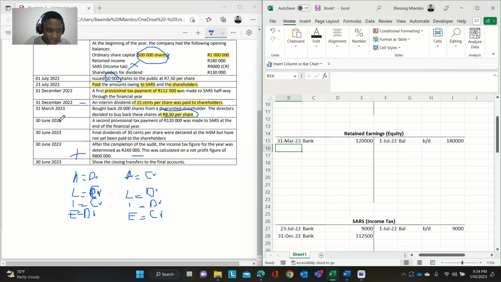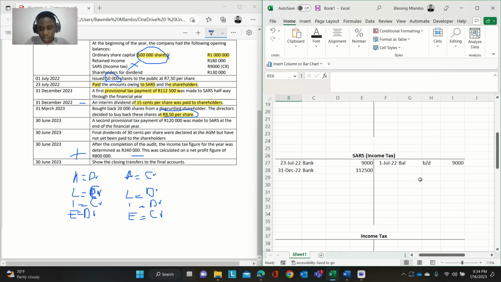And then on the 30th June 2023, they say a second provisional tax payment of 120 was made to SARS at the end of the financial year. Brilliant, meaning that our SARS income tax is decreasing because we made a provisional payment to SARS to cover this future liability we're going to have. So this liability is going to decrease by 120,000, and we paid because they say we made a payment, and this is on the 30th of June 2023.